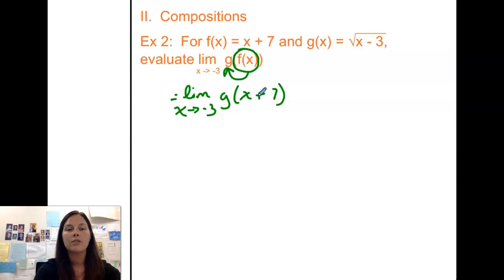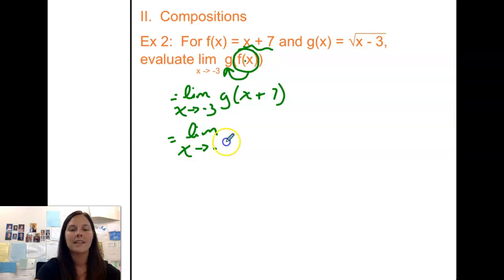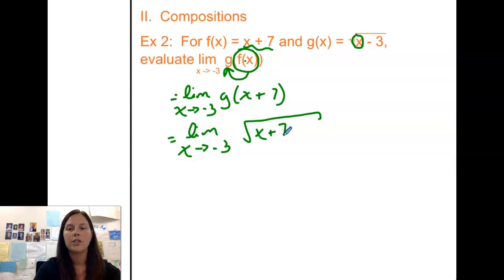So what I did here was I took that f function, which was x plus 7, and I simply replaced the f of x part of that composition with x plus 7. Now I am going to take all of that x plus 7 and I'm going to replace x in the g function with x plus 7. So just that x will turn into an x plus 7, and then we'll finish off that g function with the minus 3.